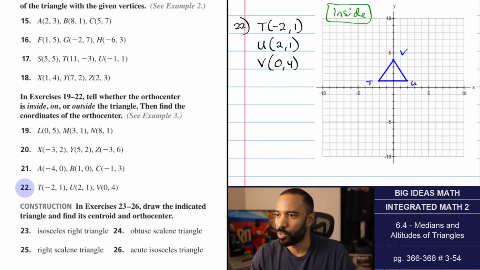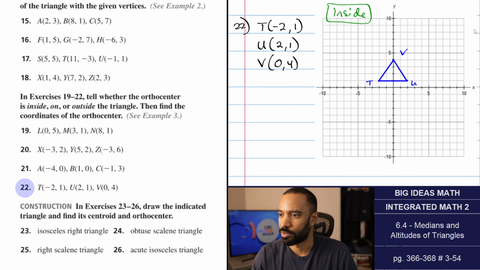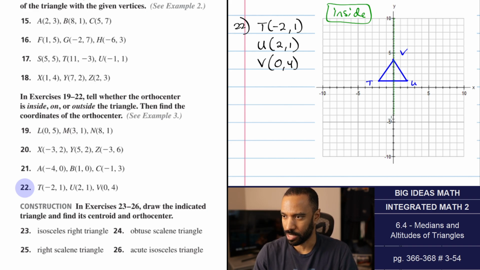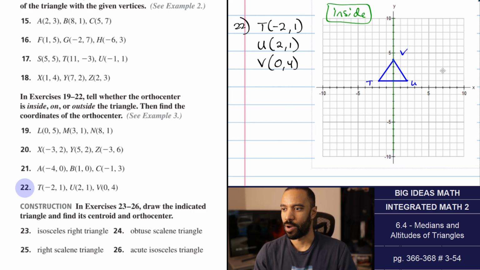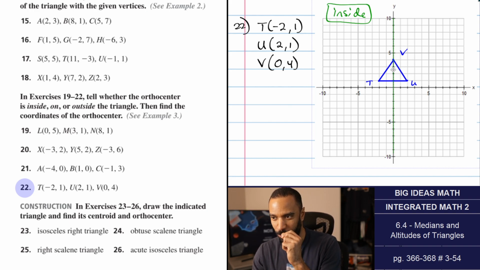And, well, we can draw one of the altitudes from V to TU. Excuse me, I'll start with that. It's basically the y-axis. So somewhere on the y-axis we go at 0, what? We'll figure that out.